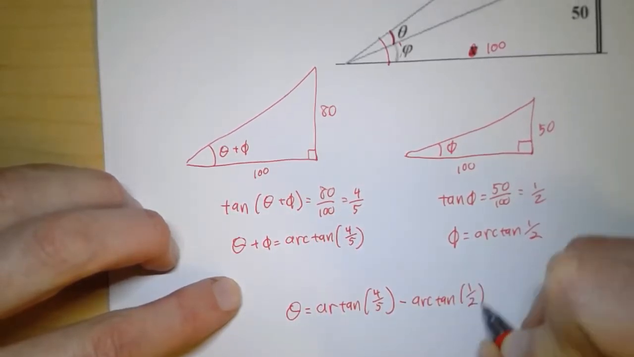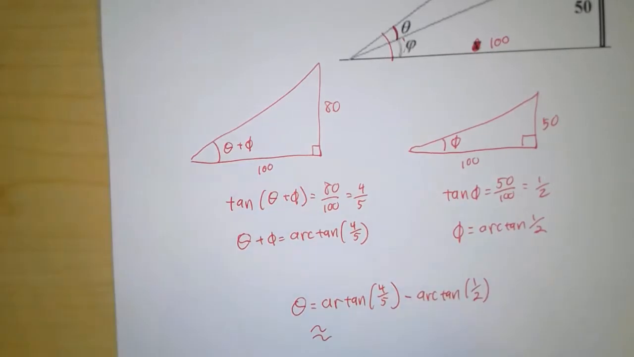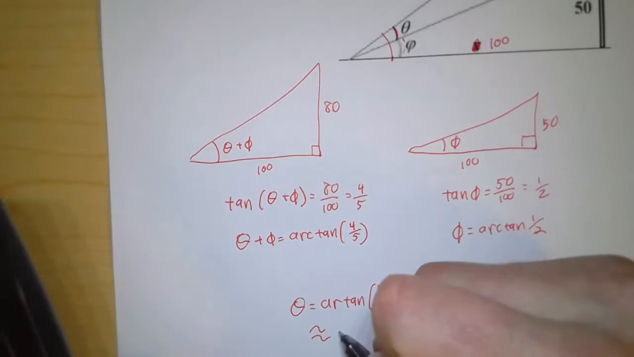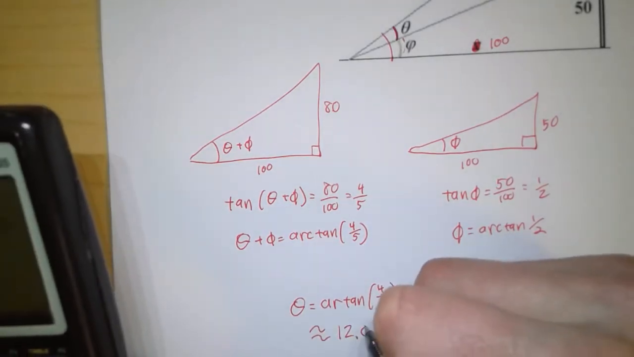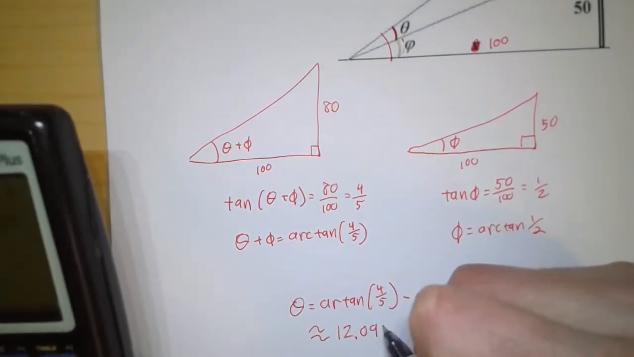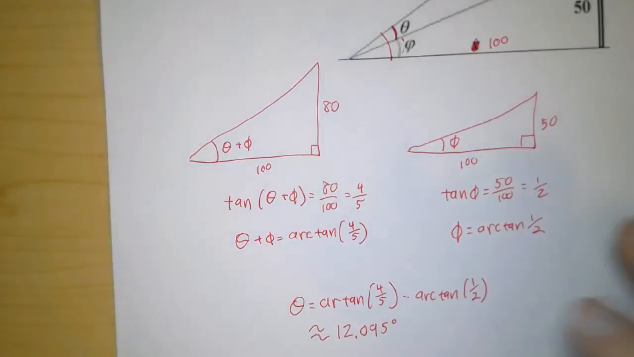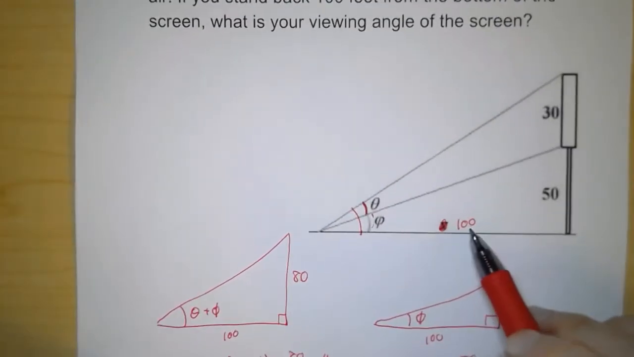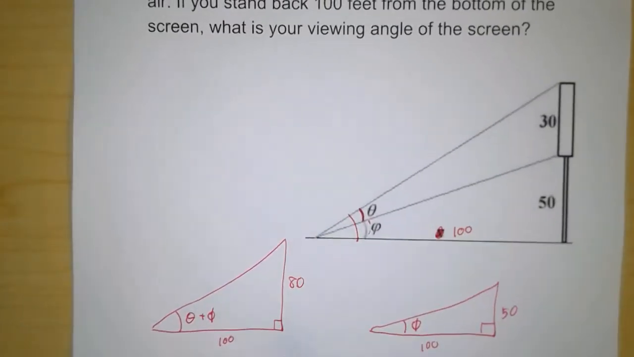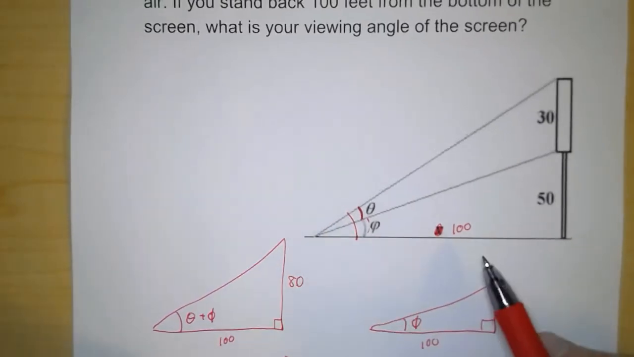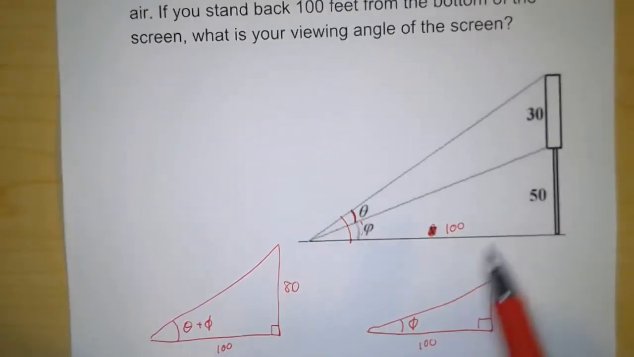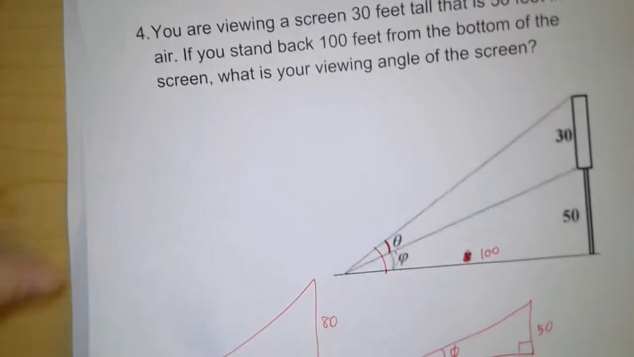That's my exact answer. And I can use my calculator to give me an approximate answer. So arctan of 4/5 minus arctan of 1/2. And so approximately 12.095 degrees. And that's when we have it at 100 feet. Now in the next video we'll talk about what position gives us the optimal angle, but we're not going to talk about that. You can watch the next video to see that.